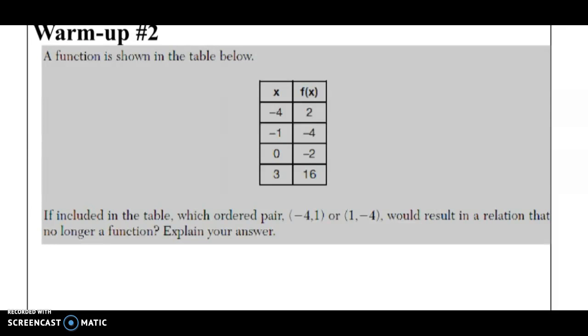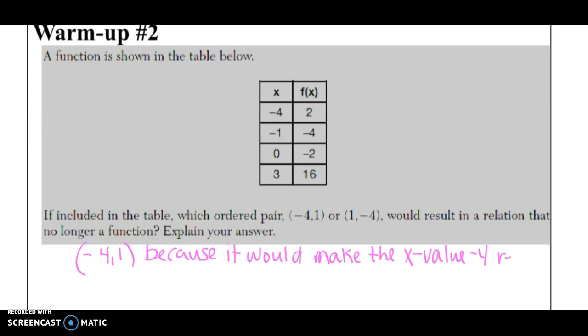Right, so remember, we know that to be a function, each x has to map to only one y. So if this is going to no longer be a function, you should see a repeating x value. Which point would do that? And that's the (-4, 1), because it would create repeating x values, or it would make the x value -4 repeat.